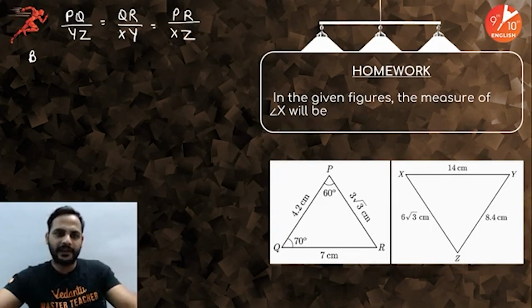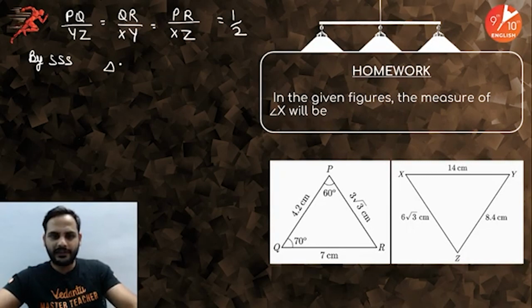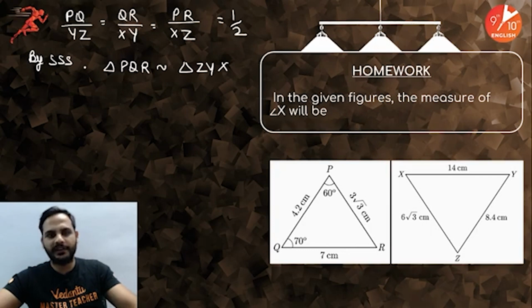So by the SSS rule, these two triangles will be similar. So I can say triangle PQR will be similar to triangle... For PQ, YZ is the corresponding side, and for QR it is XY. Q is common in both, here Y is common in both, so Y will be in the middle. So triangle ZYX. Okay, PQ and ZY are corresponding, QR and XY are corresponding, PR and XZ are corresponding.